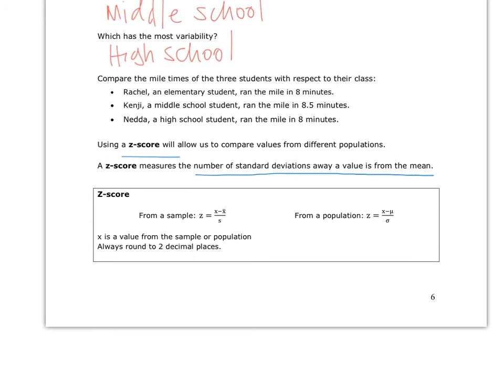And here's how we calculate it. If we have a sample, we calculate z equal to whatever the value is minus the sample mean, divided by the sample standard deviation. And then we have a comparable z-score calculation for a population where we just replace the x bar with mu and replace the s with sigma. Key things to remember: x is just a value from the sample or the population. The other thing is we always round a z-score to 2 decimal places every single time.